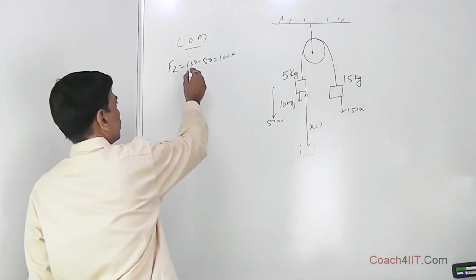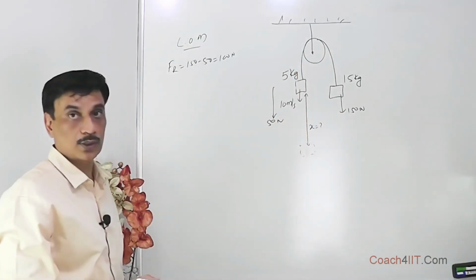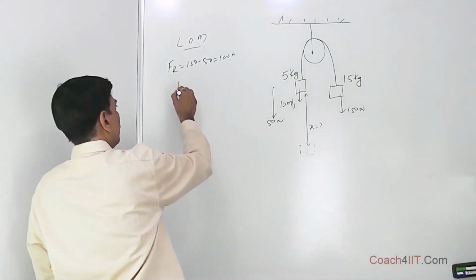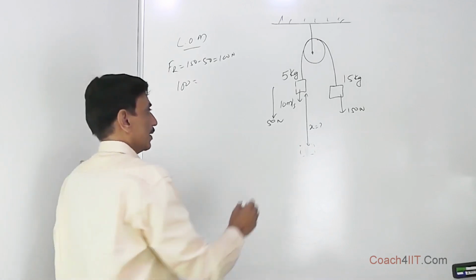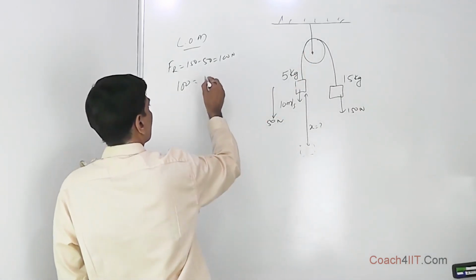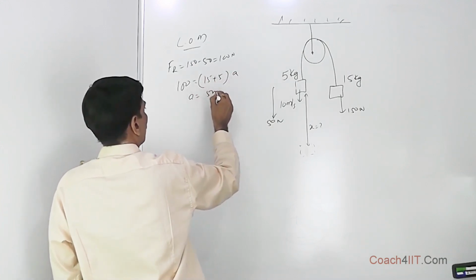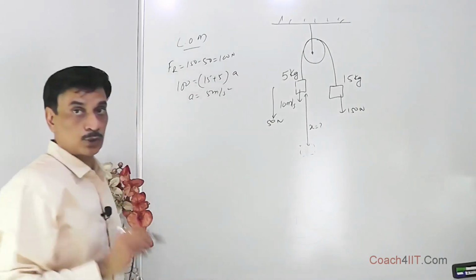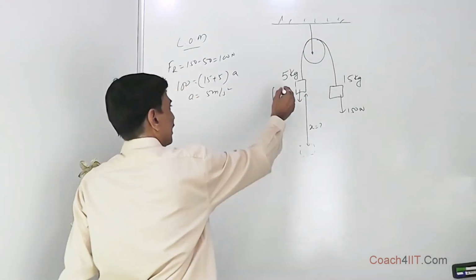So net force is 150 minus 50, that is 100 Newton. This 100 Newton is responsible for accelerating both the masses. So 100 Newton is equal to 15 plus 5, total mass, into acceleration. Acceleration comes out to be 5 meters per second squared. So this acceleration will be in this direction.